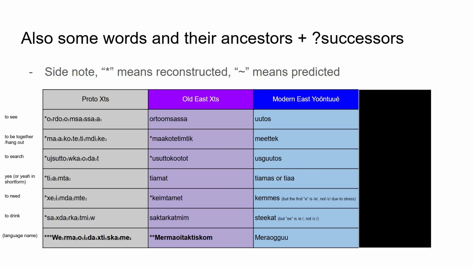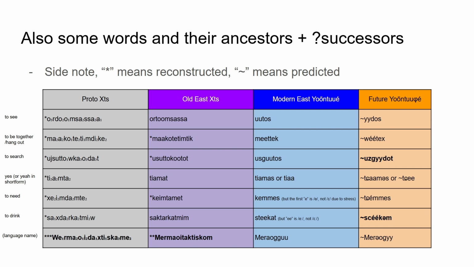Now, even one step further back, we see the proto-language. And excuse me, but these are gonna take a lot of effort to pronounce. Ordom Sassa, Maakutetimtike, Usuttokaudat, Tiamta, Keindante, Sakdarkatmu, Wermauidachtiskame. And finally, the future of Meraogguu. Well, ignore the typo. So, obviously, we have Udos, Wetech, Usgudot, Chames or Che, Chimmes, Stjekum, Meraogguu.